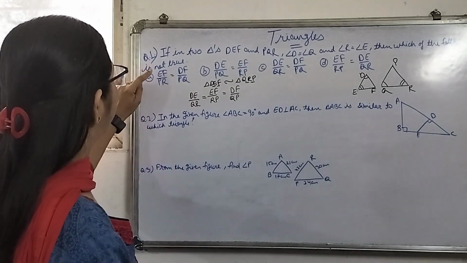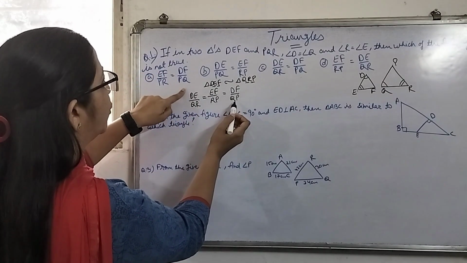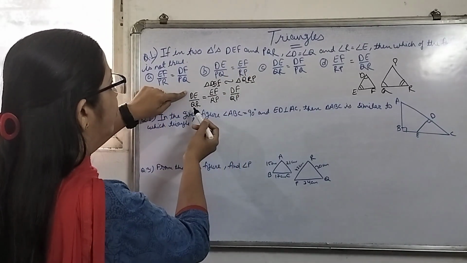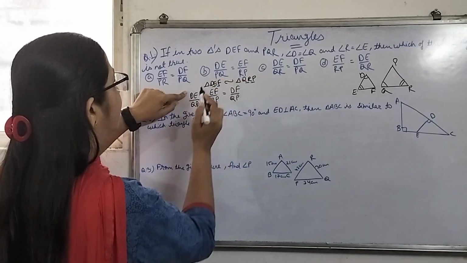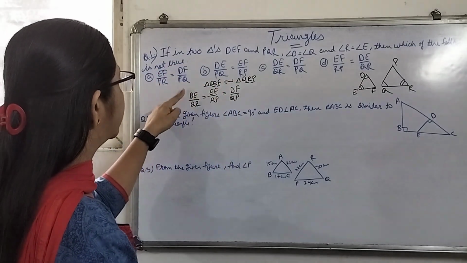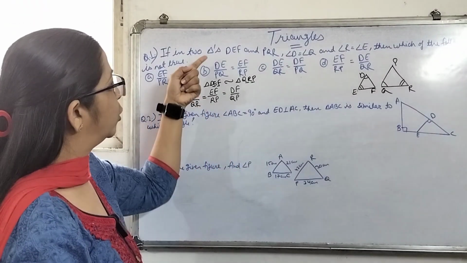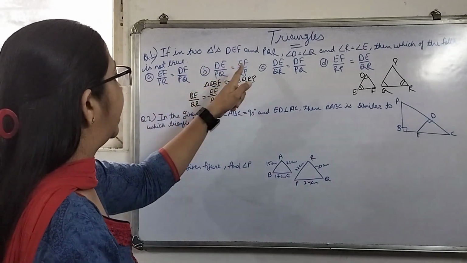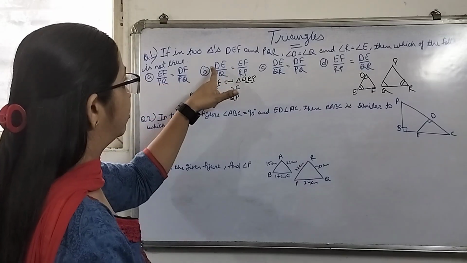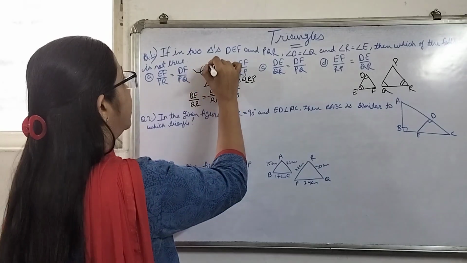The first condition is EF over PR is equivalent to DF over QP. So this is true. For the second condition, DE over PQ is given, so it is not true. Instead of it, it should be DE over QR, because DE corresponds to QR. But over here it is DE over PQ, and it is equivalent to EF over RP. So this ratio is not equivalent to this ratio. Instead of PQ, it should be QR. So this will be the answer.